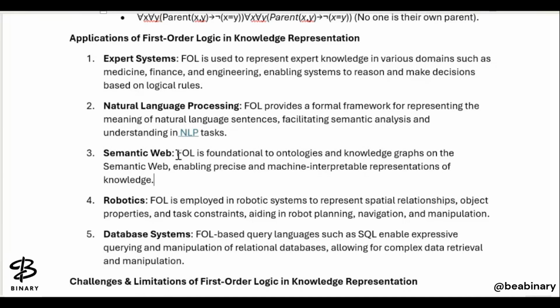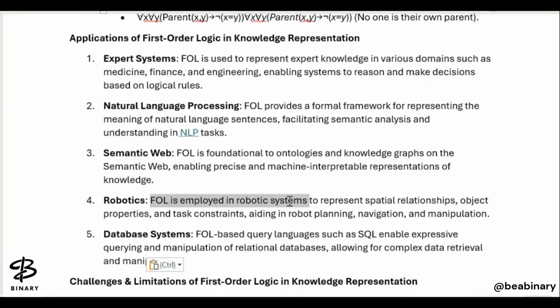And how does the semantic web work? The semantic web works based on linked data, right? So it uses linked data. That's why we need first order logic here. First order logic is foundational to ontologies and knowledge graphs because of the connectivity and links on the semantic web, enabling precise and machine-interpretable representation of knowledge, right? Again, by using linked data, which helps the machine understand and process the information.